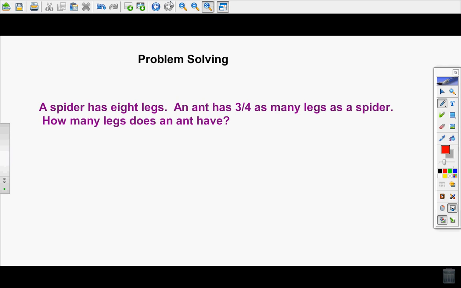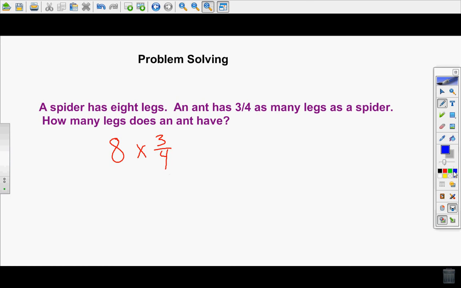To do this, we've got to write down what we know first. So we know we're working with the number 8, because we're looking at the amount of legs that a spider has. And then there's our fraction right there. Our fraction is 3/4. So an ant has 3/4 as many legs as a spider. How many legs does an ant have? We've got our information here now, and it just becomes solving like before. You could pick either method if you wanted to model it, or go with method 2. Personally, I'm going to show this one with method 2. So let's take a look then here.